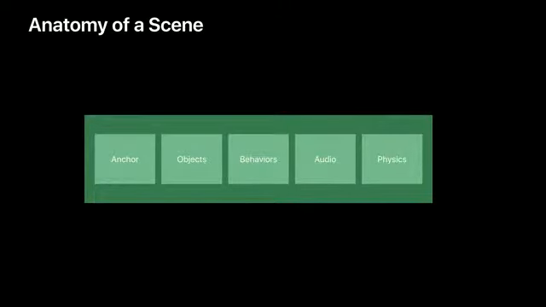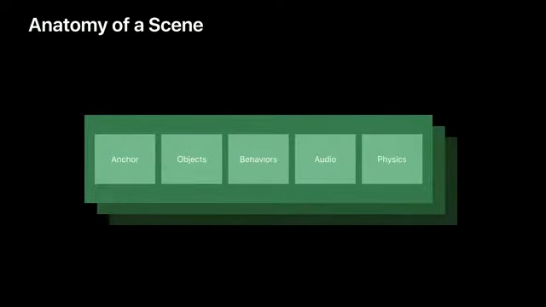Scenes are the fundamental building blocks of reality files. A Reality Composer scene contains a specified anchor type, such as a horizontal or face placement, and one or more objects placed in the scene. These objects can contain any combination of interactive behaviors, captivating audio, and realistic physics. Together, this produces a really compelling standalone AR experience represented as a reality file. So let's take a closer look at some of these properties.